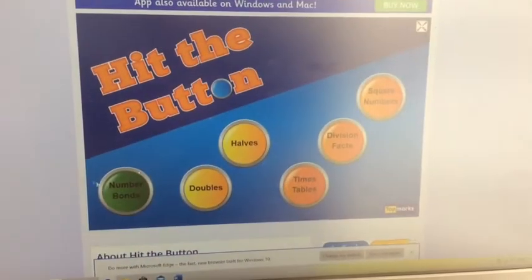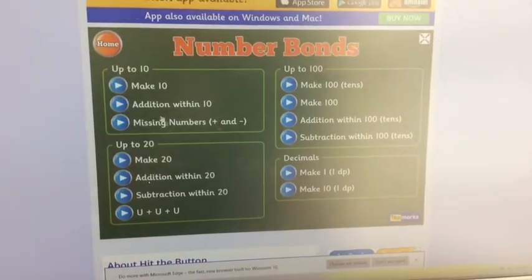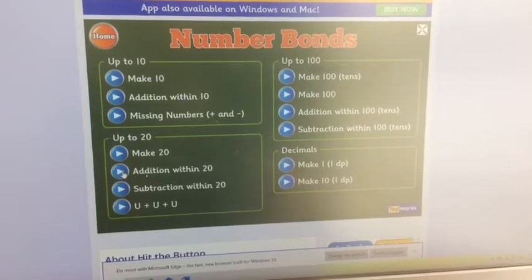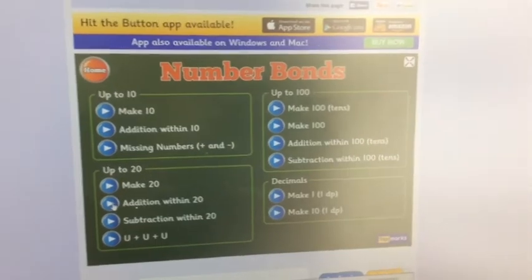Don't forget to fill in your scores for Tuesday. Remember, you've got try 1, 2, 3 and 4. And if you can, work out your daily total at the end. So today, go to number bonds and you can do addition within 10, or if you feel like it, addition within 20. Good luck.